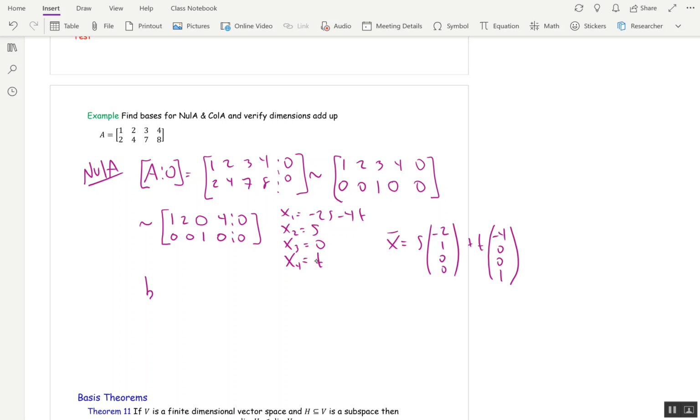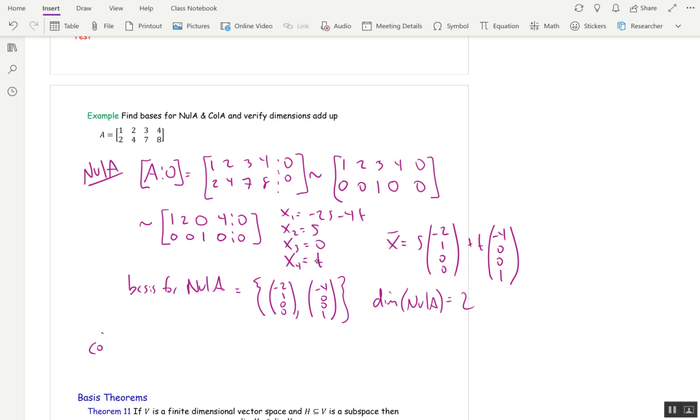So a basis for null A consists of the two vectors -2, 1, 0, 0 and -4, 0, 0, 1. So the dimension of null A is 2.